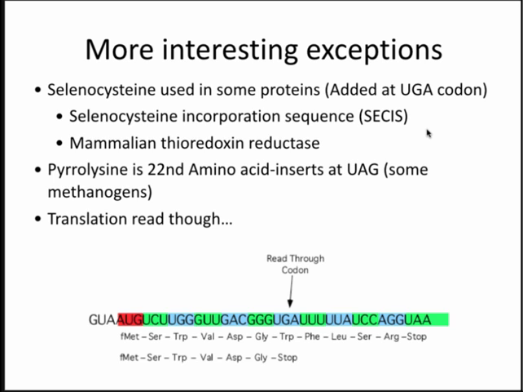Another example is the 22nd amino acid, pyrrolysine. It inserts at UAG, and this is found in some methanogens. An example is Methanosarcina barkeri. Its monomethylamine methyltransferase proteins, ones involved in methanogenesis, actually have pyrrolysine in them. And you can also get translation read-through. In other cases, you'll just put in a stop codon, which is UGA normally, and you'll get a read-through, and again, you'll get 2 different proteins. So there's all sorts of interesting exceptions.